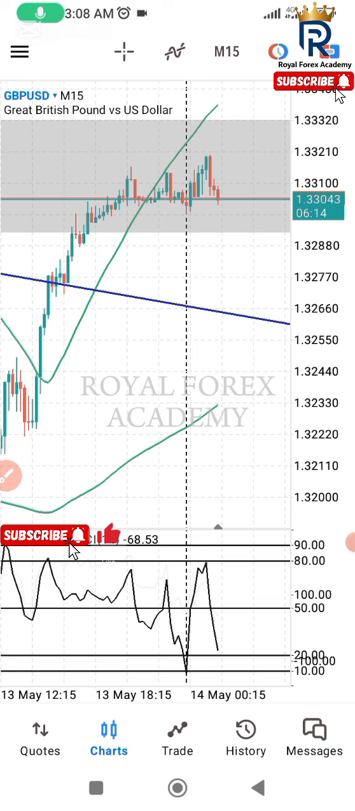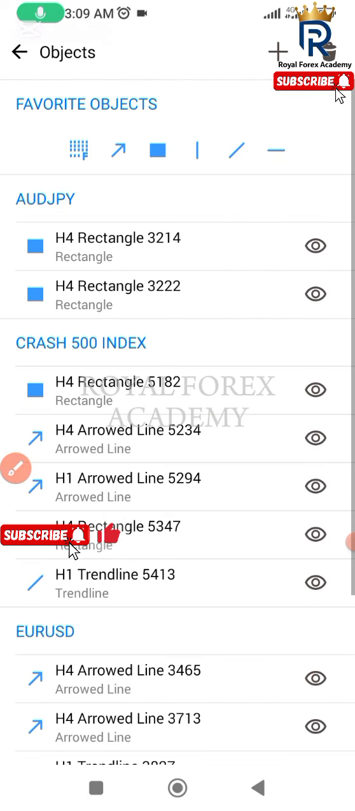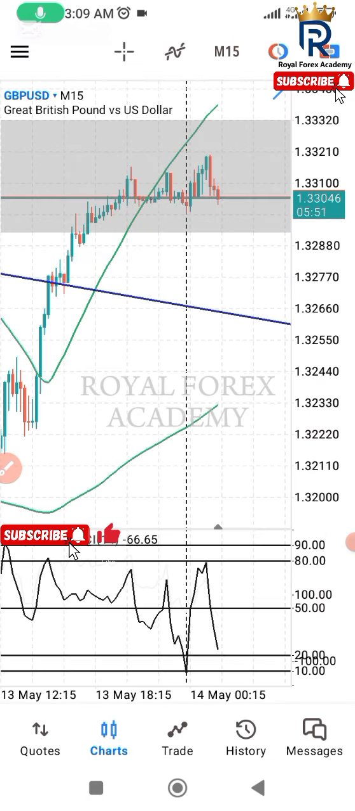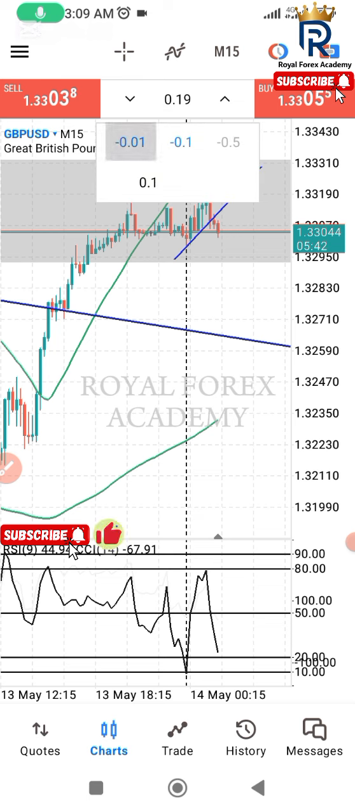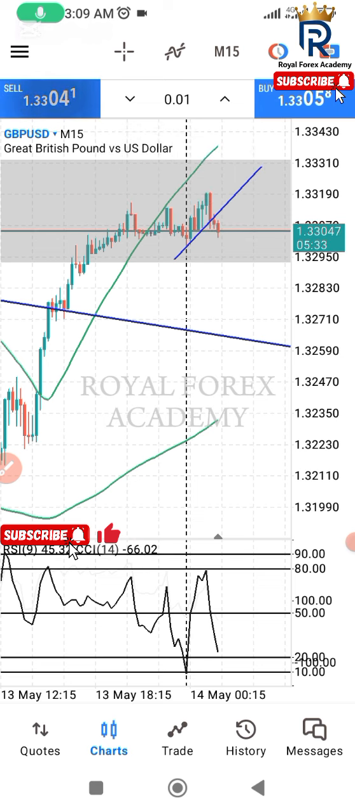So here now we are waiting. Price is already in this zone, and still now price is around the upper Bollinger band. So I'll be waiting to make my entry. Price already broke out of this zone, so here should be my entry.